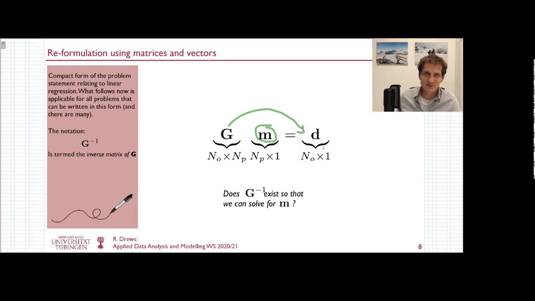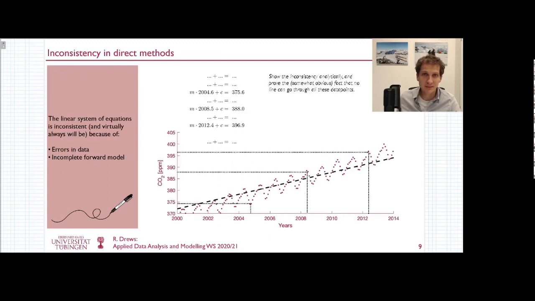And you can show this fairly easily if you go back to our example of linear regression. You can argue in a graphical sense. There is simply not one line that will connect all these data points.